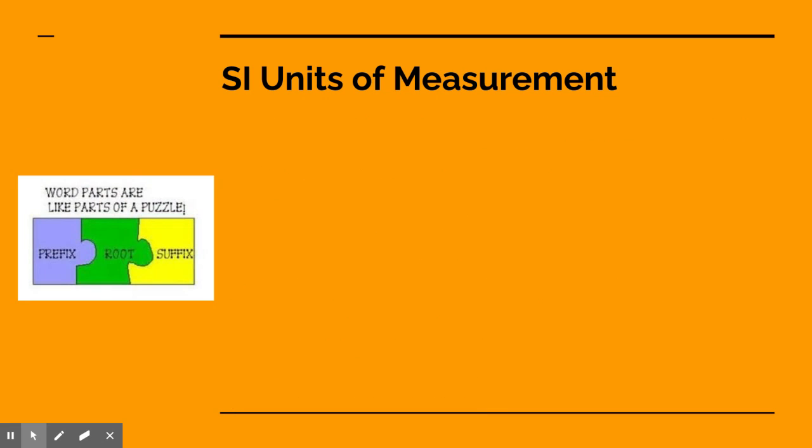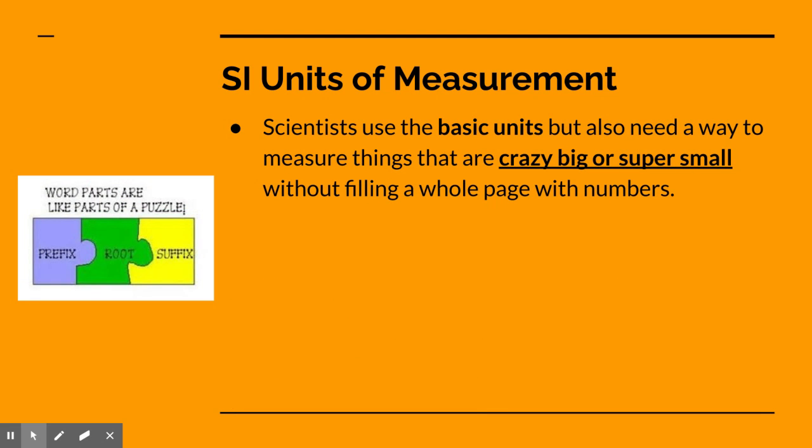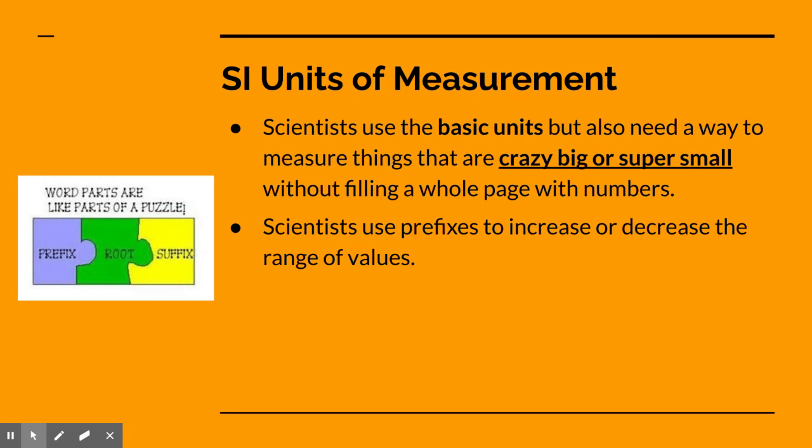Again, I'm going pretty quick through this because it's not very new stuff. It shouldn't be new stuff. Scientists use the basic units, but they also need a way to measure things that are either crazy big or super small, or to go from something crazy big to something super small or vice versa, without filling a whole page with numbers and getting completely lost in measurements, or even being able to measure them at all. So scientists use prefixes to increase or decrease the range of values.